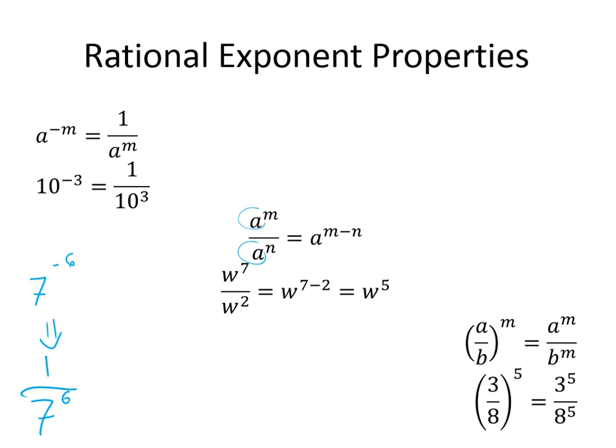Okay. And if you have a fraction and you're taking it to a certain power, then you're just going to multiply the exponent into each part. Okay. So 3/8 to the fifth would be 3 to the fifth over 8 to the fifth. Okay. And then you can simplify it from there.